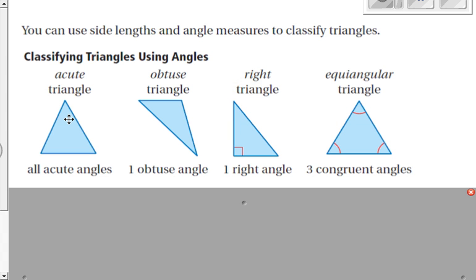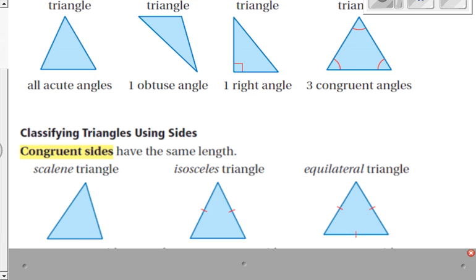Classifying triangles using angles. Acute triangle means that all angles are acute, or less than 90 degrees. An obtuse triangle means it has one angle that is obtuse, so that one angle must be more than 90 degrees. A right triangle has one right angle, or one angle that measures 90 degrees. And an equiangular triangle has three congruent angles. That means all angles must be the same, or 60 degrees.